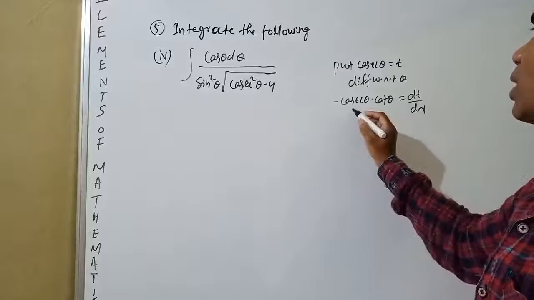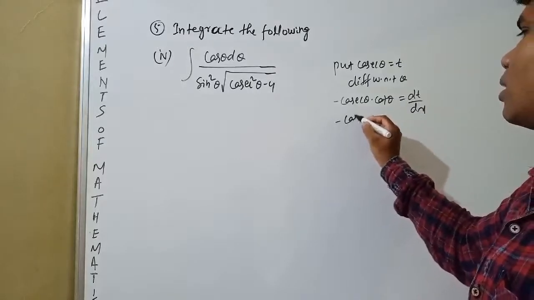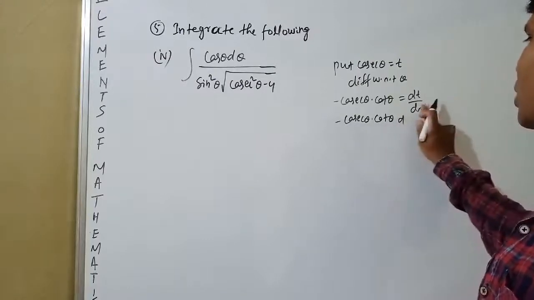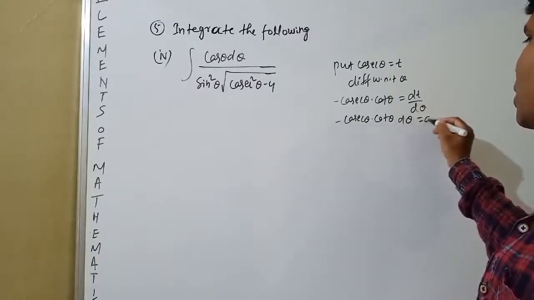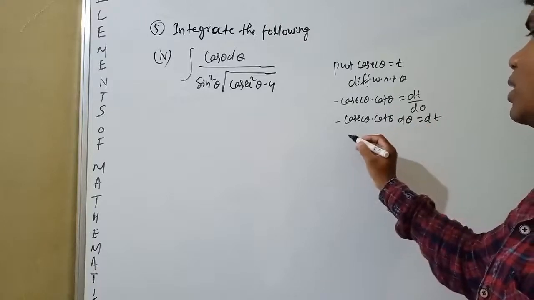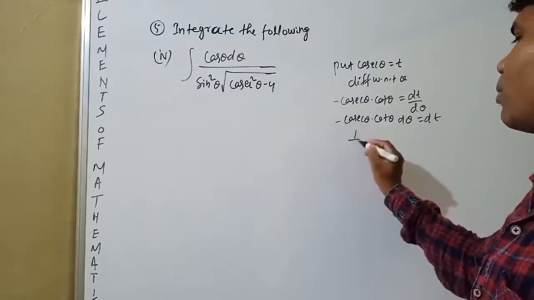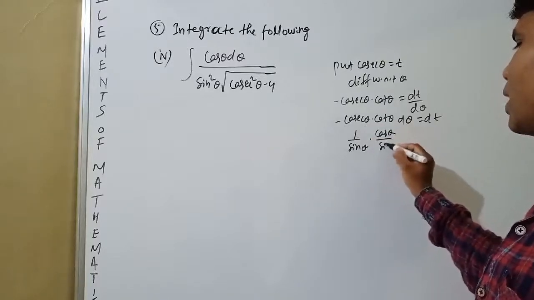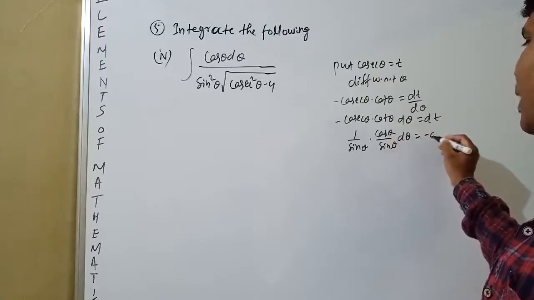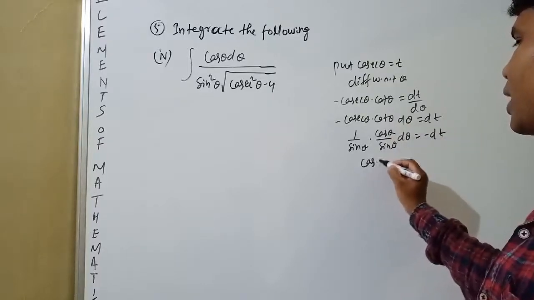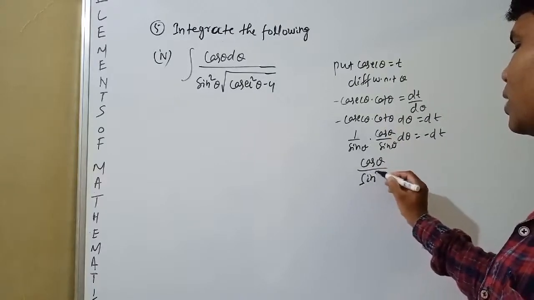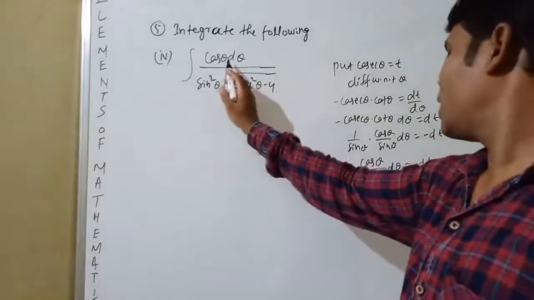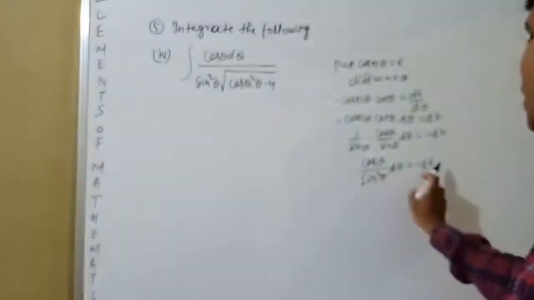Okay, cosec theta into cot theta d theta is equal to minus dt. That is cosec theta is equal to 1 by sin theta, cot theta is equal to cos theta by sin theta. Here you see you can get cos theta by sin square theta d theta is equal to minus dt.